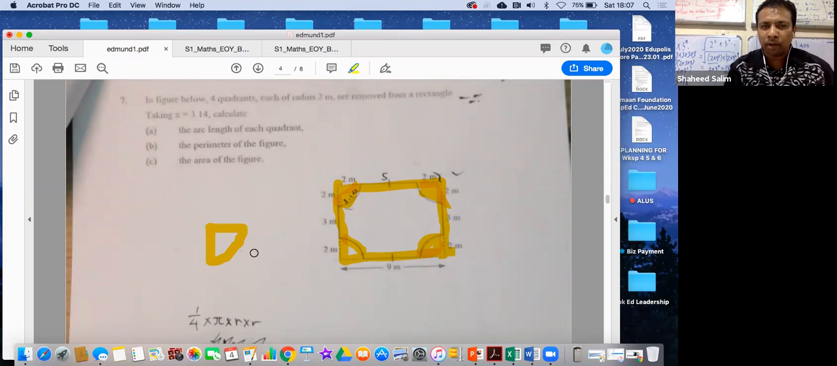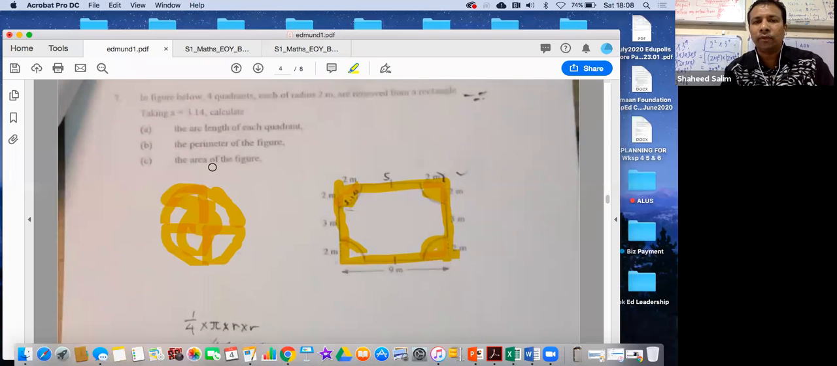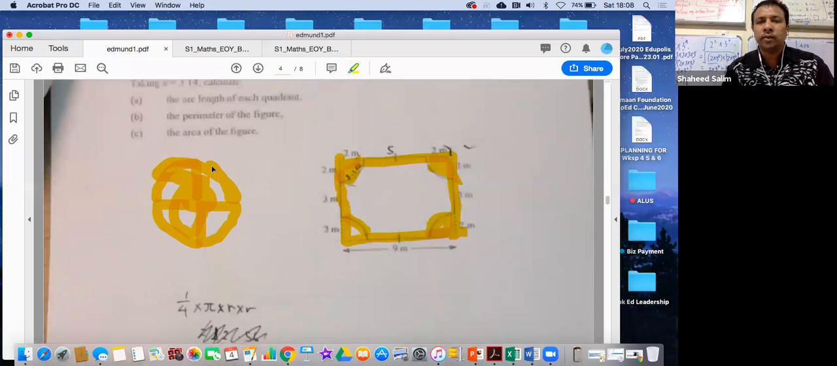This one now, let's say I'm going to draw this one here. You see? This one I'm going to draw here. And the last one, I draw here. Can you see all the 4 quarters make into one circle? So when you have a piece of paper like that, you cut this part, you cut this part, you cut this part, you cut this part, you are cutting away one circle. So you already know you can find the area of one circle. Then you find the area of the rectangle and you minus.